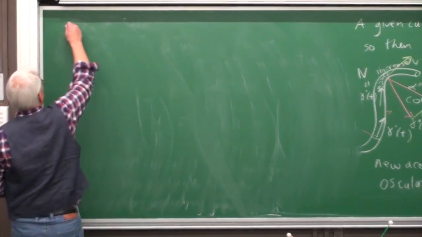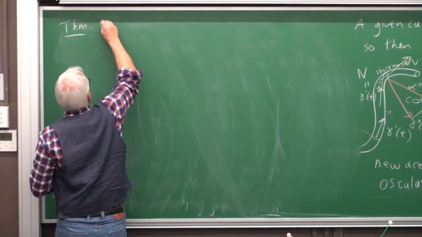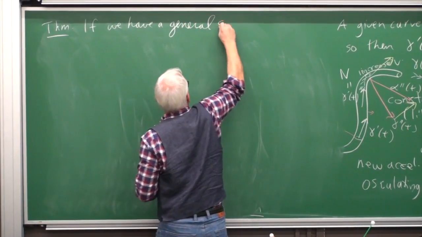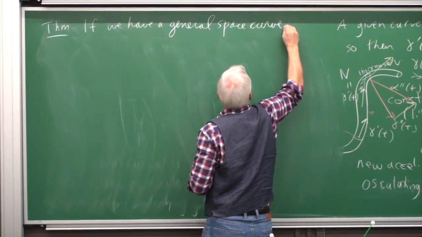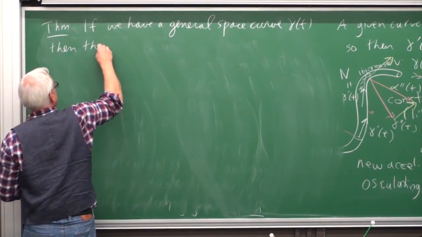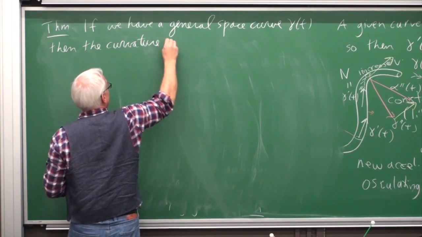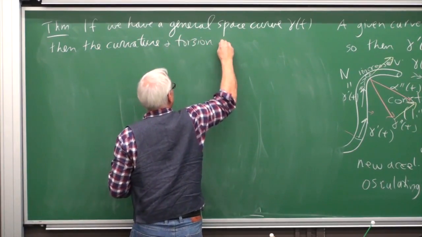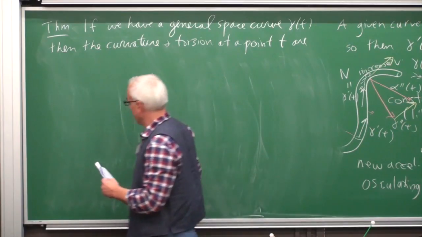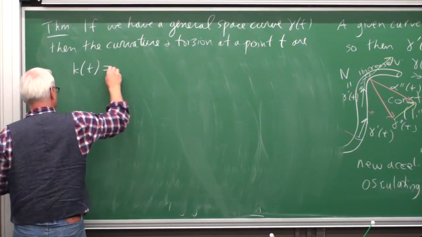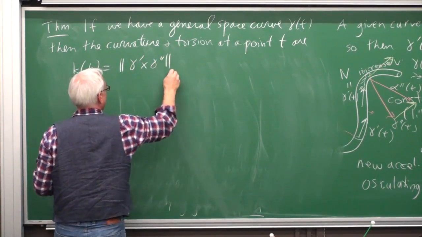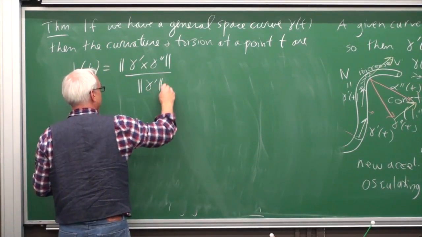So I might write down in a theorem, if we have a general space curve, gamma of t, not necessarily unit speed, then the curvature and torsion at a point t are given by, so k of t equals the size of gamma prime cross gamma double prime, all over the size of gamma prime cubed.